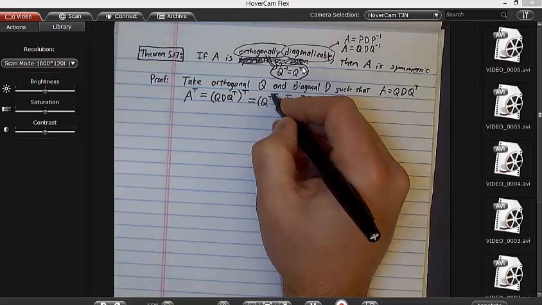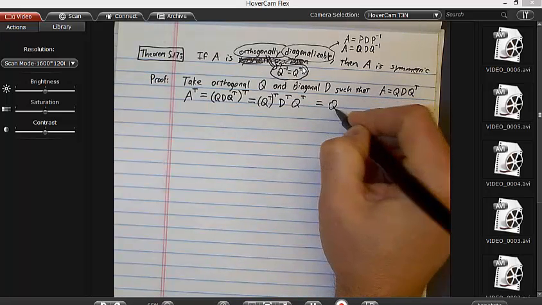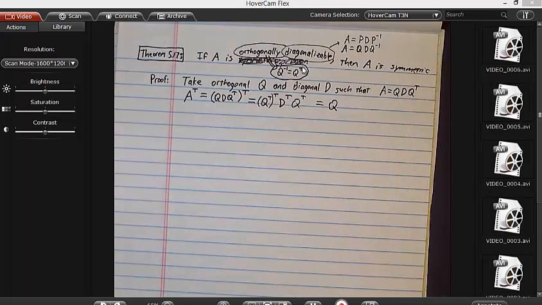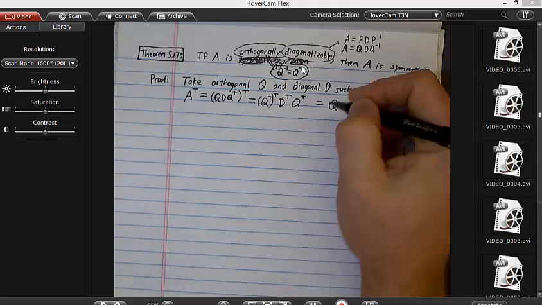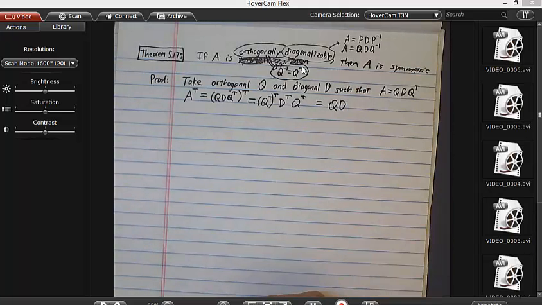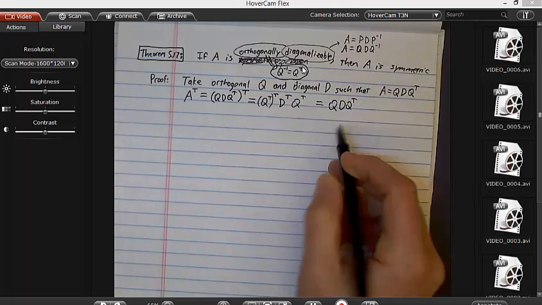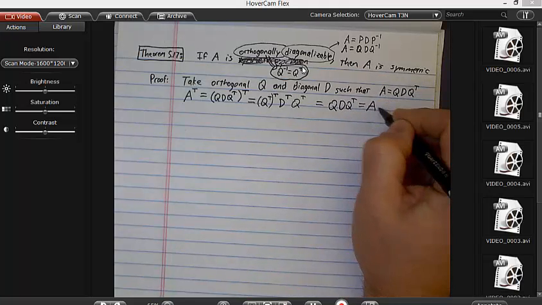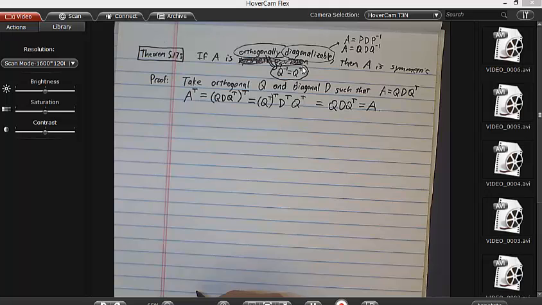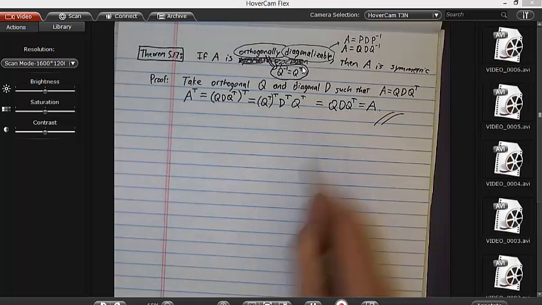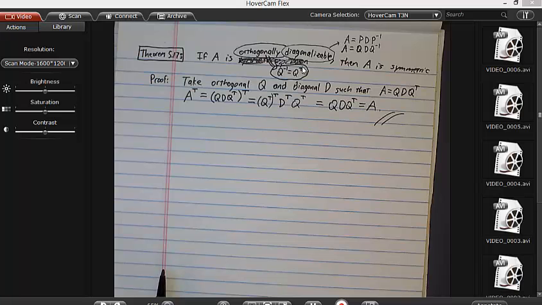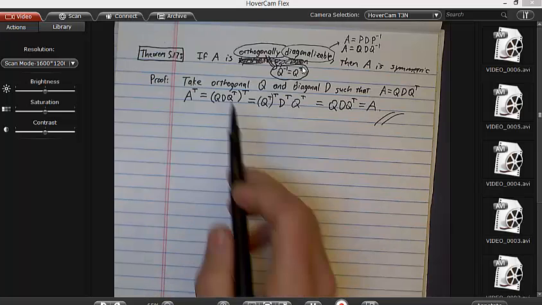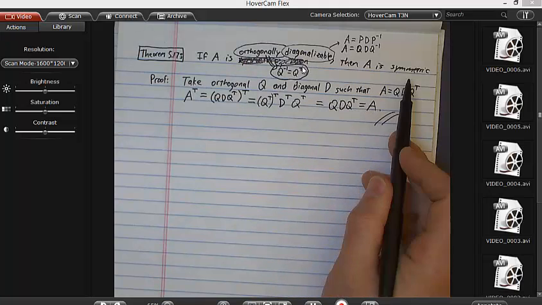And by the way, what's Q transpose transpose? That's Q. And what's D transpose? What happens when you take a diagonal matrix and you transpose it? It's the same as D, right? And then I have Q transpose, and what's beautiful about what I just wrote? That's equal to A. What a lovely proof that is. Done. Okay? So we proved that if A is orthogonally diagonalizable, then it is symmetric.